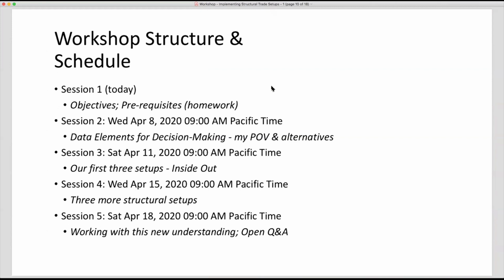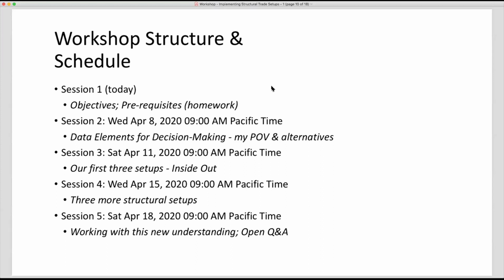Everything's always going to start at 9 o'clock Pacific, 11 o'clock Central. So on Wednesday, before we even get into the setups, I'm going to review the data elements that I use in my decision making. I'm going to show you how I set my charts up, my point of view, but also discuss alternatives to looking at this data in the way that I do it. And it may be because you don't like the setups of the indicators I'm doing. It may be I'm using a feature which your platform doesn't support.